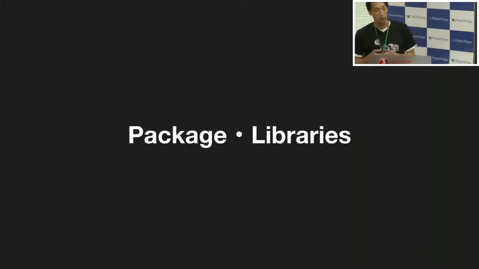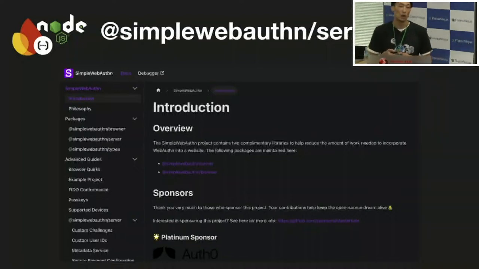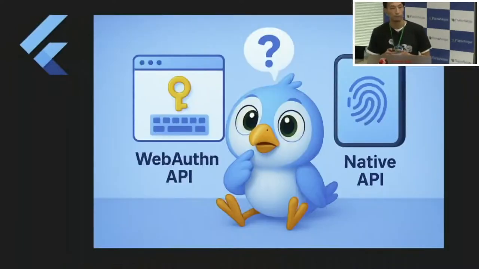And for packages and libraries, unfortunately, Firebase Functions doesn't support Dart, so we'll be using Node.js to implement the backend logic. For its usage, we have a library called SimpleWebAuthn, which lets us simply implement passkeys in Node.js. So let's use that. But how about the Flutter side?